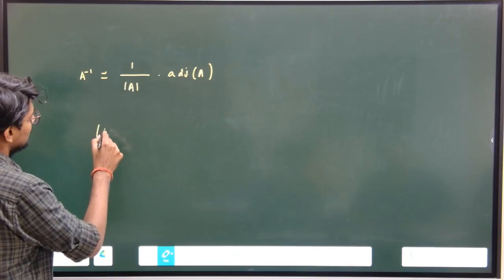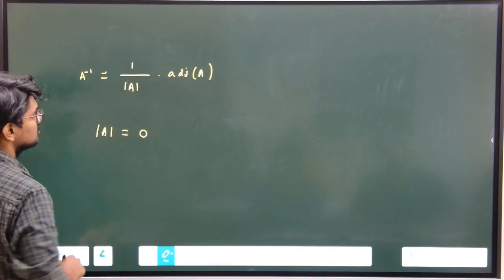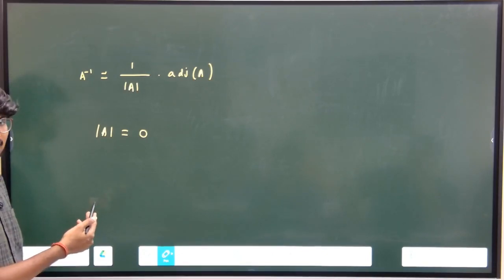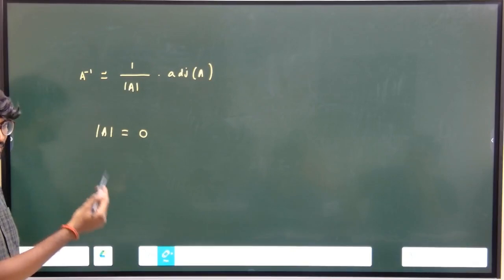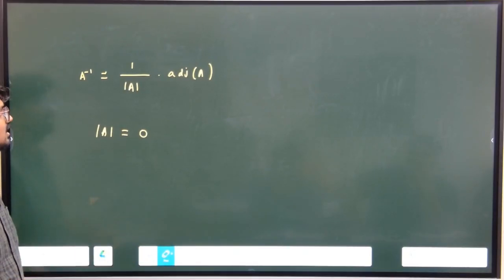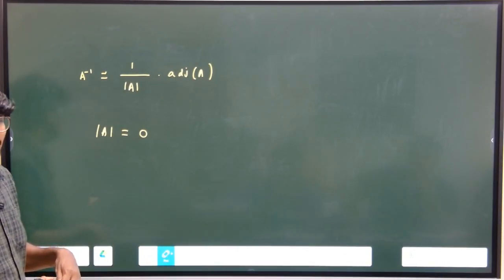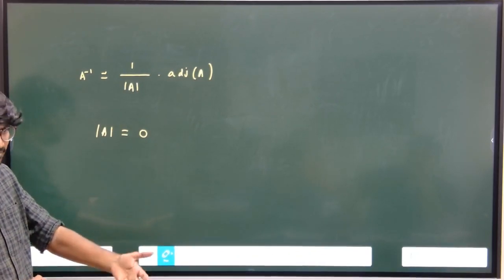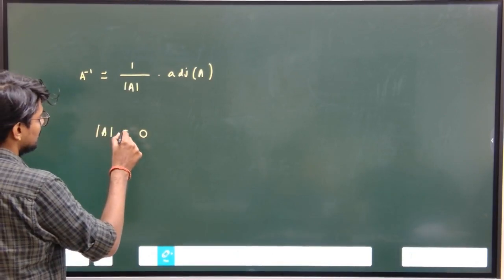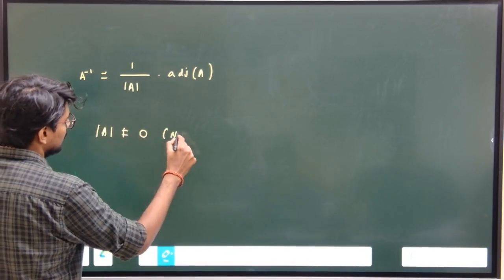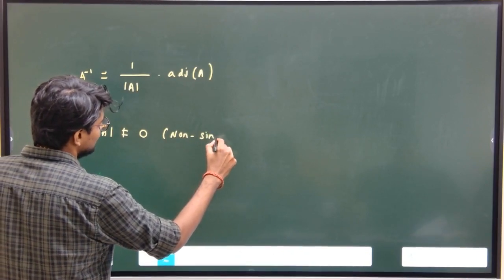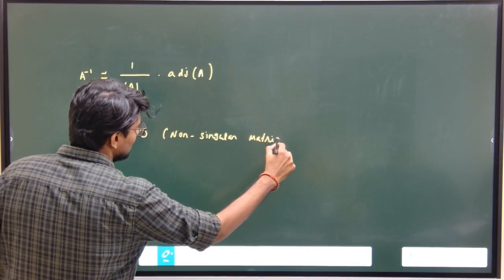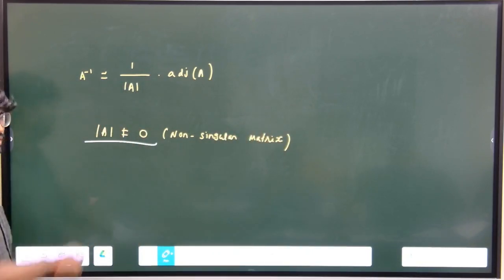Now, what is the condition here? What happens if the determinant of A is equal to 0? We call it a singular matrix. If the determinant of A becomes 0, if it is a singular matrix, what will happen to A inverse? It will become infinity, which means I won't be able to define A inverse. So A inverse is defined only for a non-singular matrix. If the matrix is non-singular, only then can we define A inverse. Otherwise, A inverse is not defined.